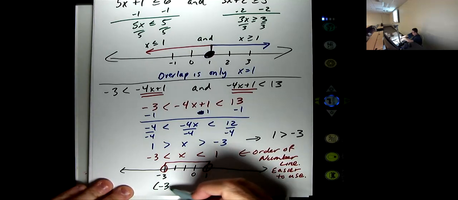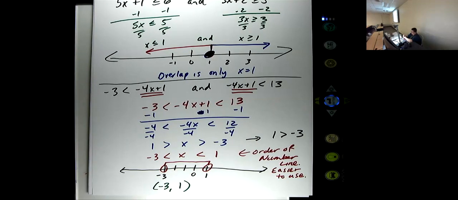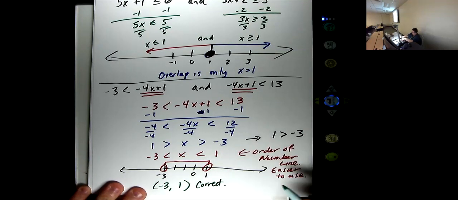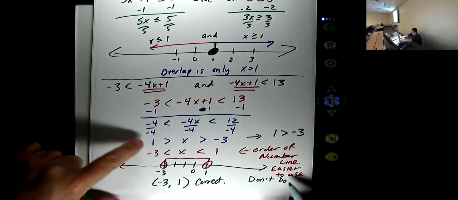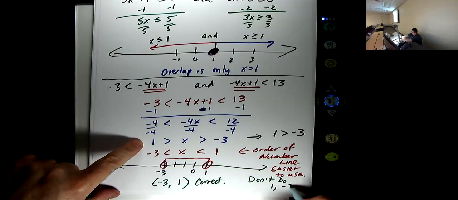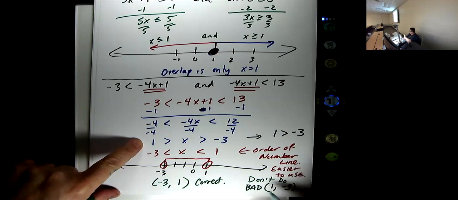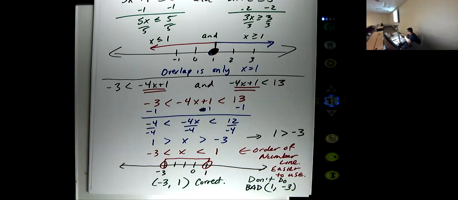We start at -3 and we go up to 1. This is correct. Don't look at the top one and say 1, -3. That is bad. No. It would be wrong. So the interval notation has got to be in the correct order.